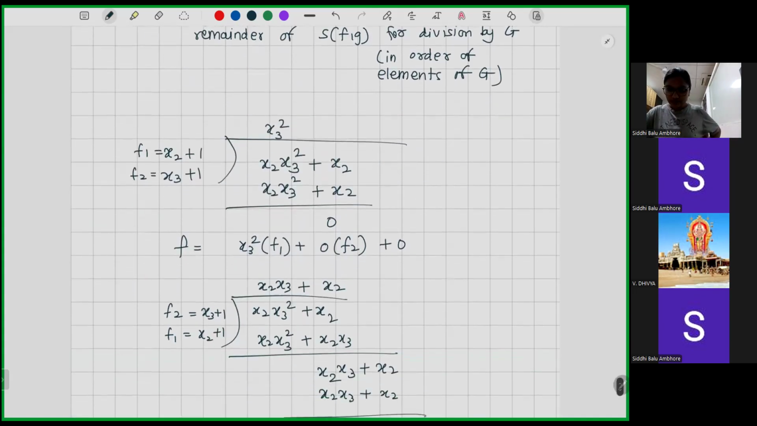Sorry? The first polynomial, yes. The remainder is not 0, ma'am. Not 0. Okay. What is it?